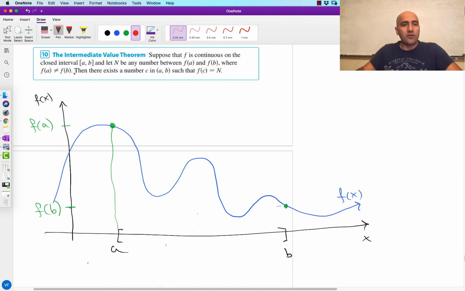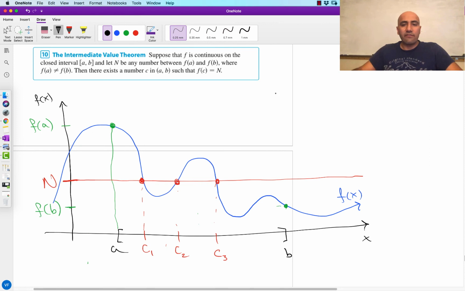Suppose that f is continuous on a closed interval from a to b, and let n be any number between f of a and f of b, where f of a does not equal f of b. Okay, so we can choose any value n. Say I choose this value here, n. Then there exists a number c between a and b such that f of c equals n, and there could be more than one. So again, if we draw this out, we can see that in fact there's one there, and there's one there. So the way I drew this one, I have one value there, c sub 1, and another value there, c sub 2, and another value here, c sub 3.